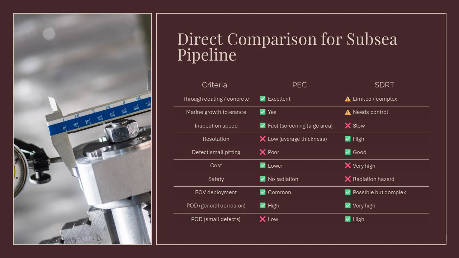Conclusion or key message. In summary, PEC is best suited for fast, cost-effective screening over large areas with minimal preparation. SDRT is more suitable for detailed inspection where high resolution and precise defect detection are required. The choice between the two depends on inspection objectives, budget, and operational constraints.